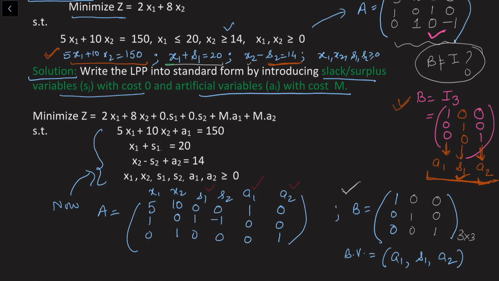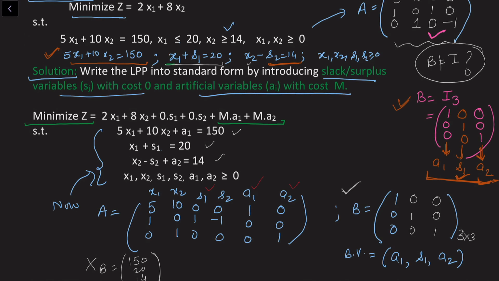So this is a 3 cross 3 initial basis matrix, and since we have a basis matrix, my XB is the right-hand side, which is non-negative. So XB is 150, 20, 14, and that is the initial basic feasible solution. And we notice that since the objective function is minimization, I have considered plus M times A1 plus M times A2.